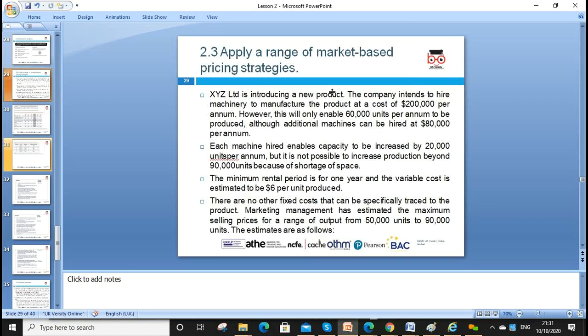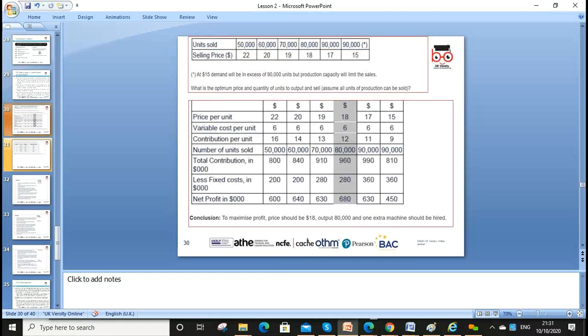Okay, next, 2.3: apply the range of market-based pricing strategies. Strategy is very important because we can earn more profit and look at how we can maximize it. Look here: the units sold and the selling price we charge are given, along with variable cost and contribution per unit. You will see the contribution differs by the number of units sold, and we can sell more units, and less the fixed cost, we can maximize profit at this point.